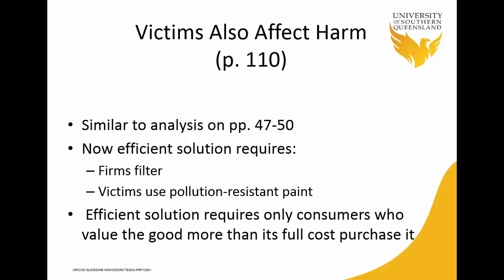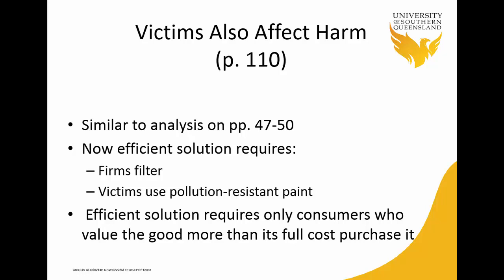Right. Now, what if we relax our previous assumption that victims do not affect the harm, so they don't affect the level of pollution that they face? Let's say that they can do something, and in this particular case, let's say that they can purchase some sort of pollution resistant paint to paint their houses with. This is similar to our previous analysis on pages 46, 47 and 50, which is chapter 6, and that's of course our third application, automobile accidents.